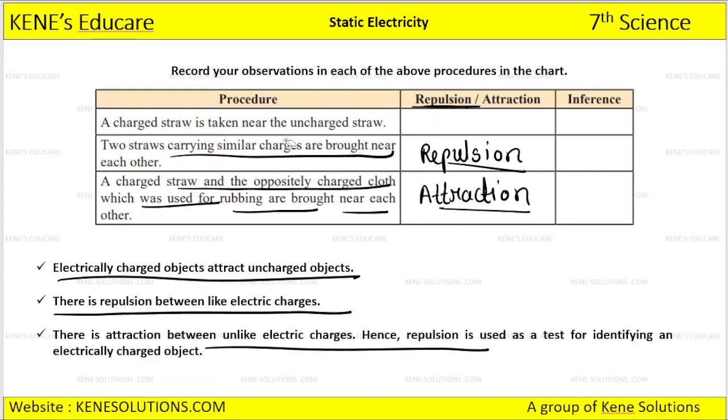तो जैसे हेयर कॉम का एग्जांपल हमने कंसिडर किया, तो हेयर कॉम if it is rubbed, okay, it will start attracting the small pieces of paper. अगर एक straw charged है and दूसरी straw uncharged है, तो this charged straw will attract the uncharged straw. So there will be an attraction of the uncharged straw by a charged straw.